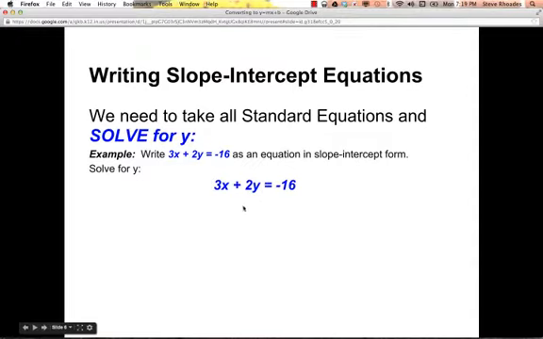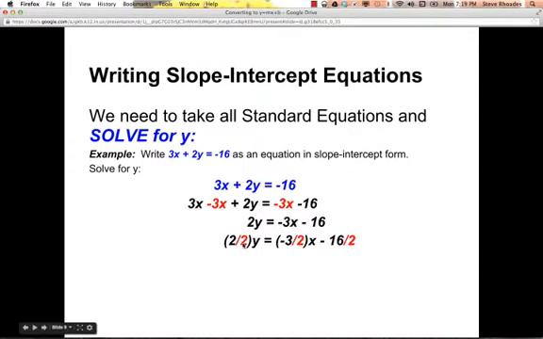We take that equation. The very first thing that we want to do is to subtract 3x from both sides of the equation. The 3x on the left side will cancel out, and we'll be left with 2y equals negative 3x minus 16. Now we want to get rid of the 2. Since that's 2 times y, we want to do the opposite operation, which means divide by 2. So we'll divide 2y by 2. We'll take negative 3x, divide it by 2, and we'll take 16 and divide it by 2.